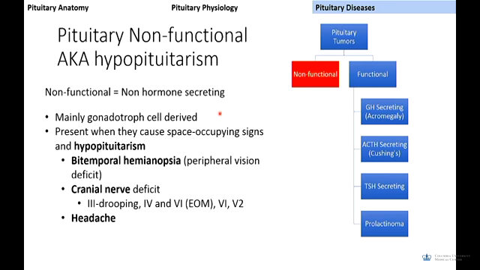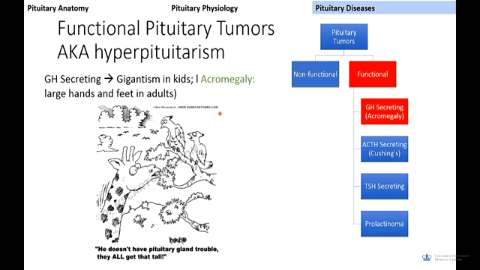So the definition of a non-functional mass is one that does not secrete hormones. These are mainly derived from gonadotroph cells, and what you'll see is space-occupying signs and hypopituitarism. So space-occupying signs are the peripheral vision deficit caused by the impingement on the optic chiasm, and so that's the bitemporal hemianopsia. It also causes the cranial nerve deficits because it's next to the cavernous sinus, so you can see drooping, extraocular eye movement problems, problems with the trigeminal. You also see headaches.